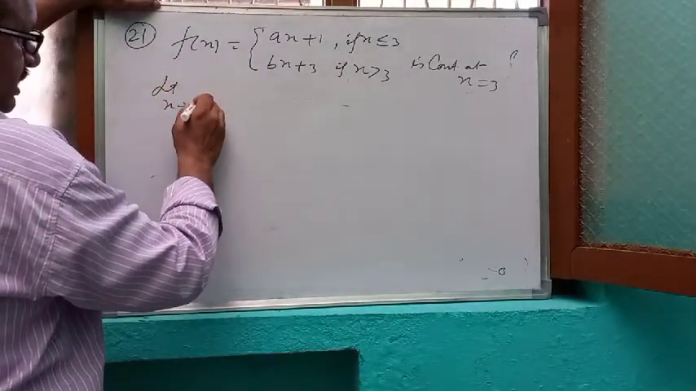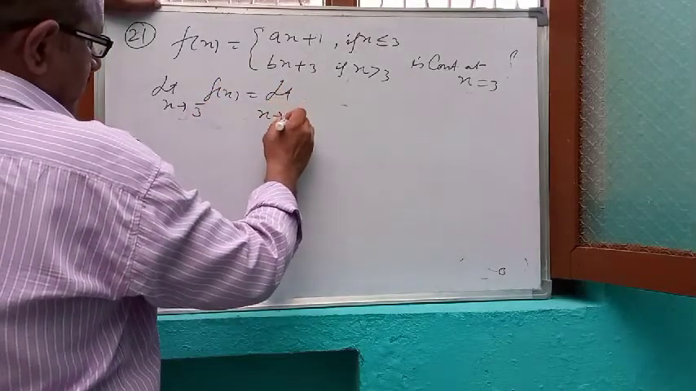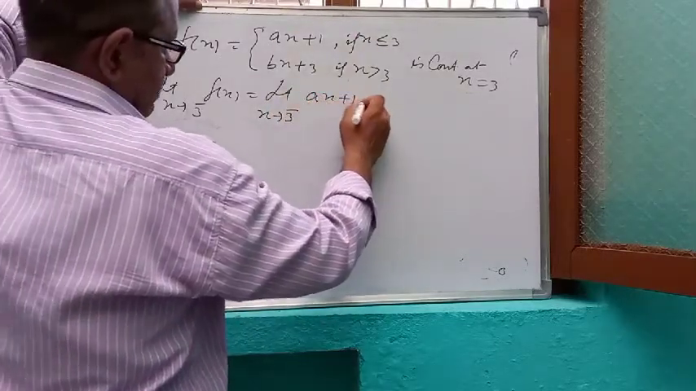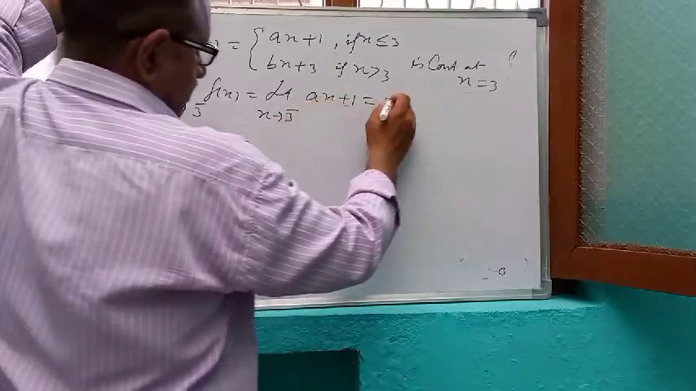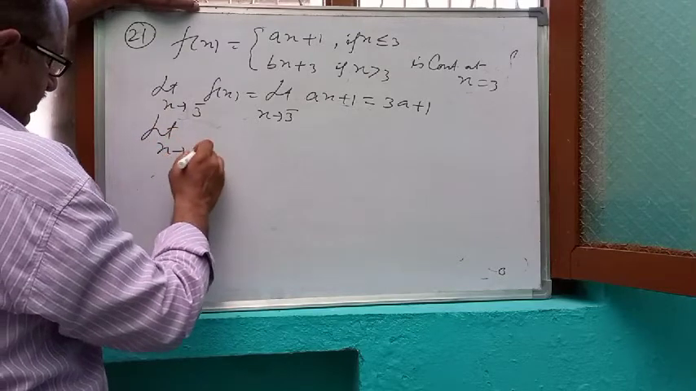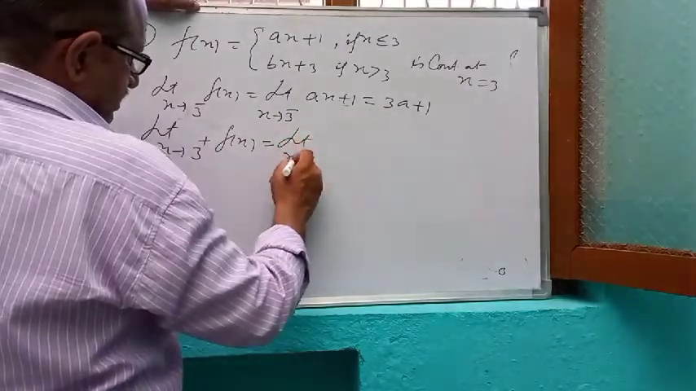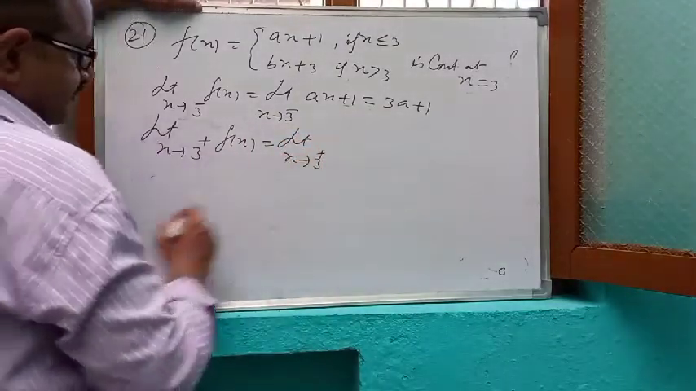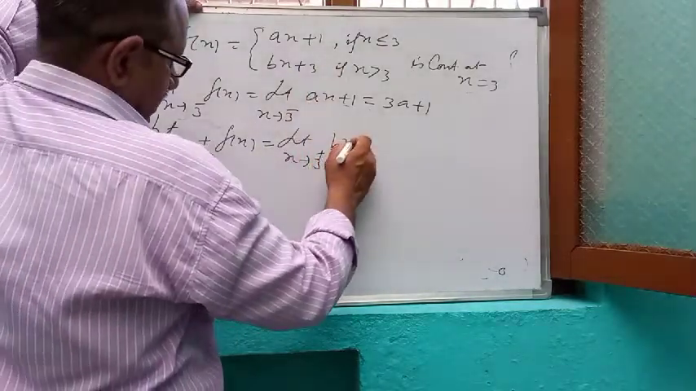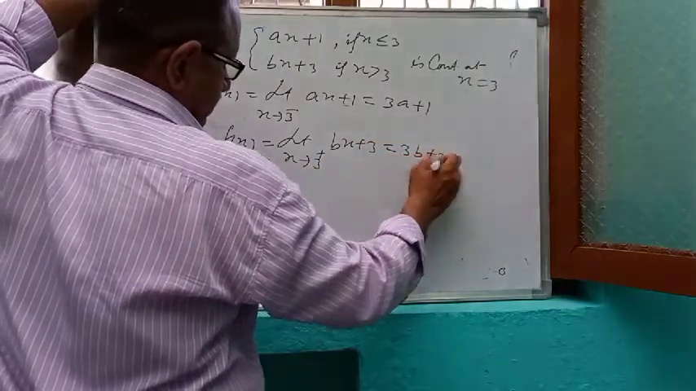Limit x tends to 3 minus f(x). 3 minus means less than 3, so we will use here the ax plus 1 function. In place of x put 3, so it is 3a plus 1. Right hand limit: limit x tends to 3 plus. 3 plus means greater than 3, so bx plus 3. Take the limit here, so it will be 3b plus 3.